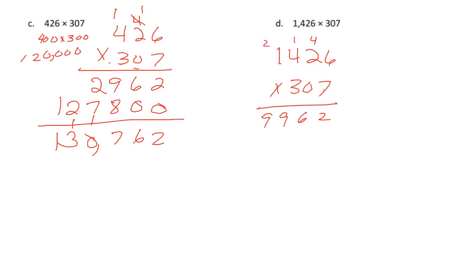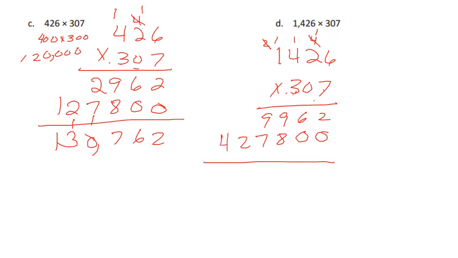Once again, we have a 0 in the tens place. We're going to skip that, and we're going to go straight to the hundreds. So we're going to put two placeholders. 3 times 6 would be 18, carrying our 1. 3 times 2 is 6, and 1 is 7. 3 times 4 would be 12, carry our 1. And 3 times 1 would be 3, plus 1 would be 4.